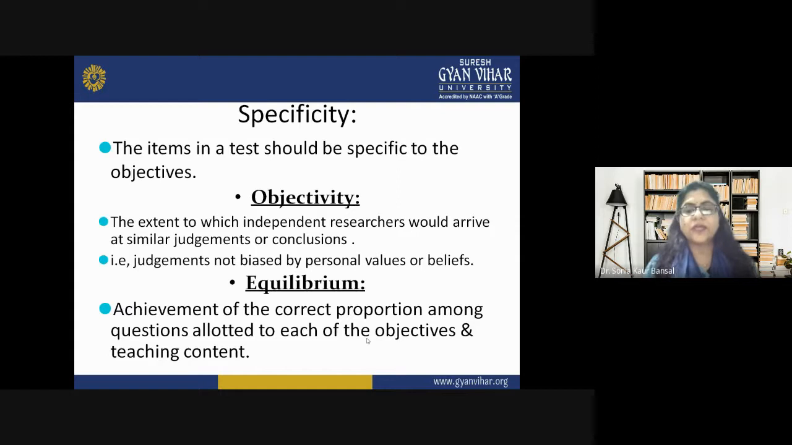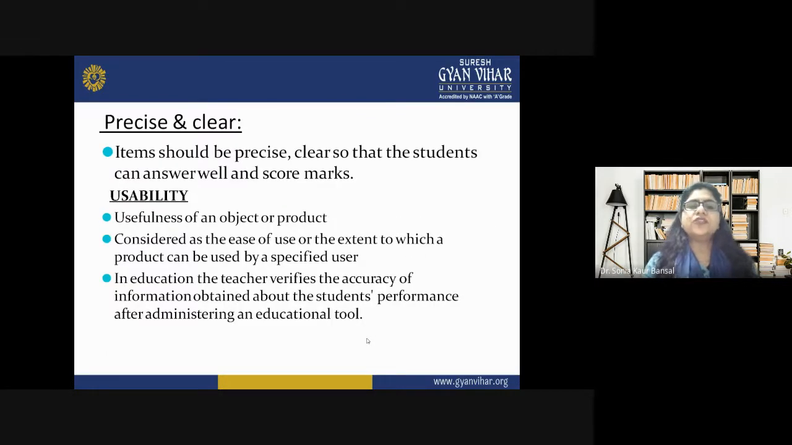Then next we are talking about equilibrium. Achievement of the correct proportion among questions allotted to each of the objectives and teaching content is very necessary. Then testing should be precise and clear. Items should be precise and clear so that the students can answer well and score marks.